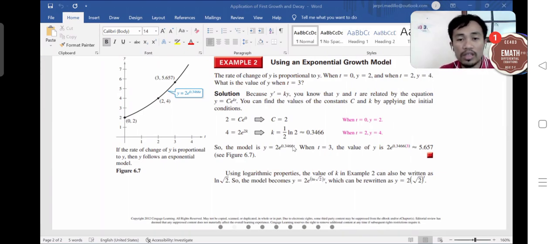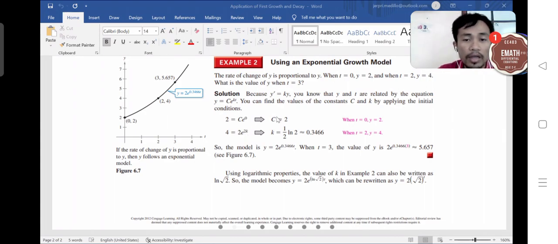So to get t, we already have it. Then we need to find the k value. By transforming the formula, we use the given values. So y is 4, and this is when the time is 2. So when the time is 2, y becomes 4. Then our c value is 2. And when our time is 2, that's e exponent to 2k.